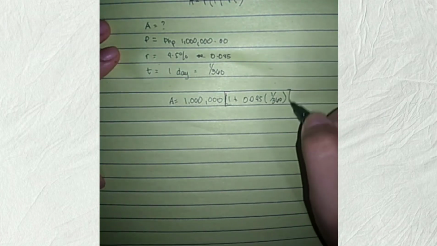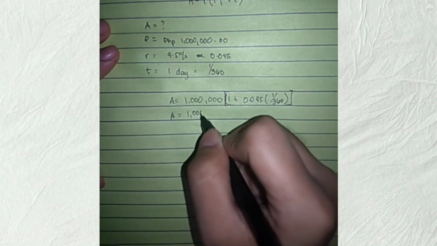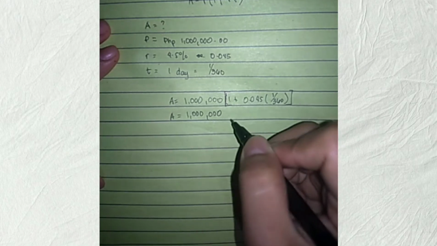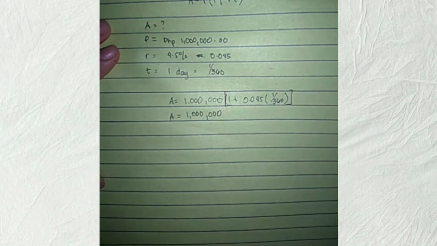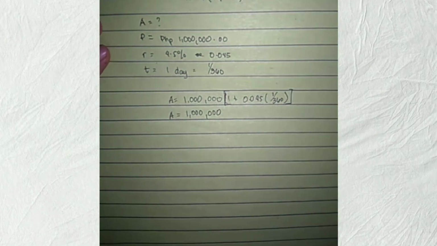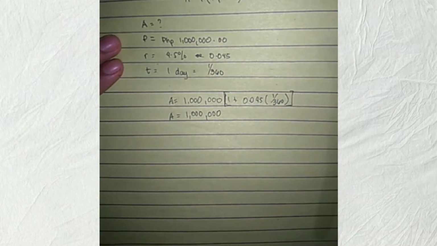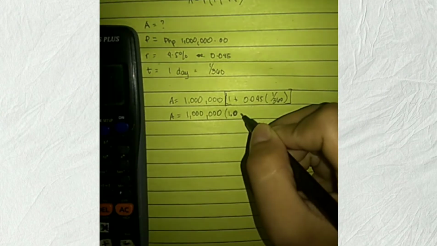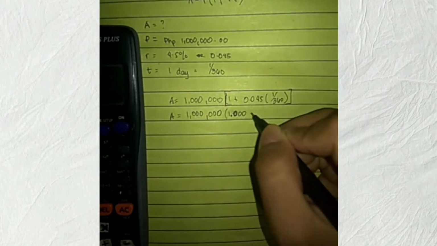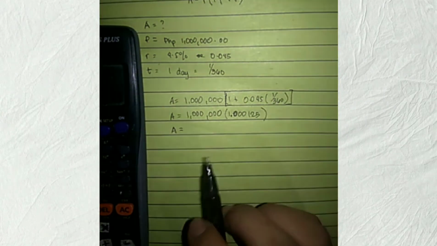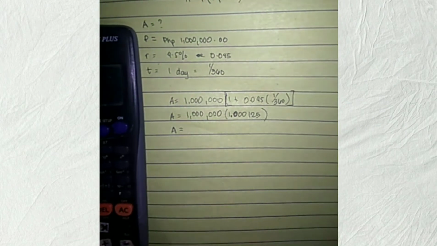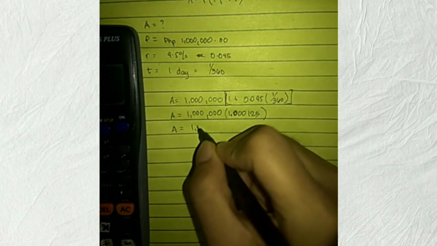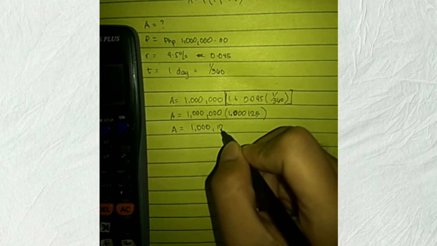Apply the PEMDAS rule. Bring down the 1 million pesos. Directly put in our calculator the 1 plus 0.045 multiplied by 1 over 360. We have 1.00125 multiplied by 1 million. 1.00125 is equal to 1,125,000 pesos.